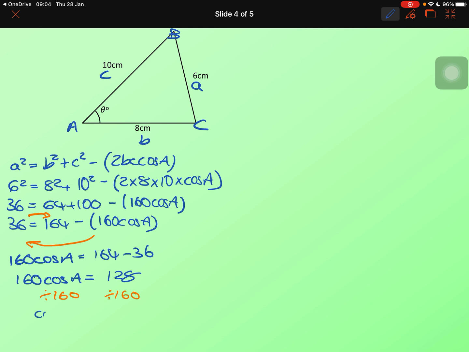So we'll do cos A equals 128 over 160. Keep it as a fraction, it makes it much easier. We can inverse cos both sides, so we'll end up with cos to the minus 1 of 128 over 160. Through our calculators, we get the final answer of 36.87 degrees. Okay. Same process to follow each time, guys. Just got to make sure you follow it through correctly.